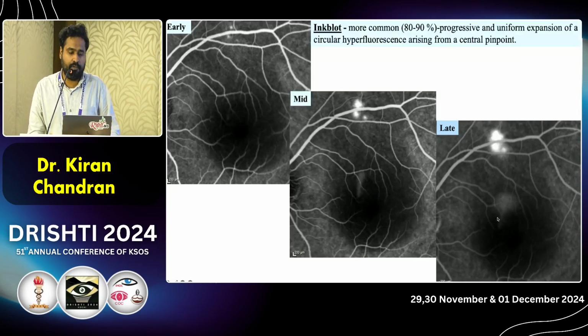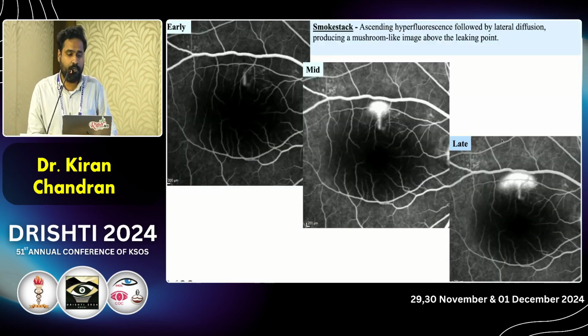So here's an example of ink blot pattern where there is progressive and uniform expansion of this hypofluorescent spot from the early to the mid, and there's leak from that area from a central pinpoint. This is a smokestack pattern in which there is ascending hypofluorescence followed by lateral diffusion of the dye in a mushroom-like configuration towards the late phases.